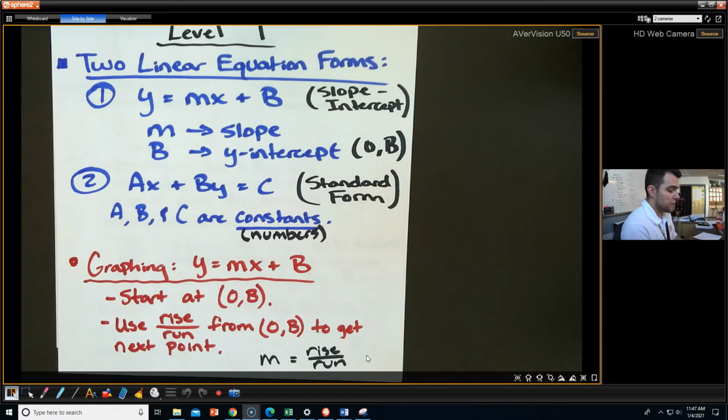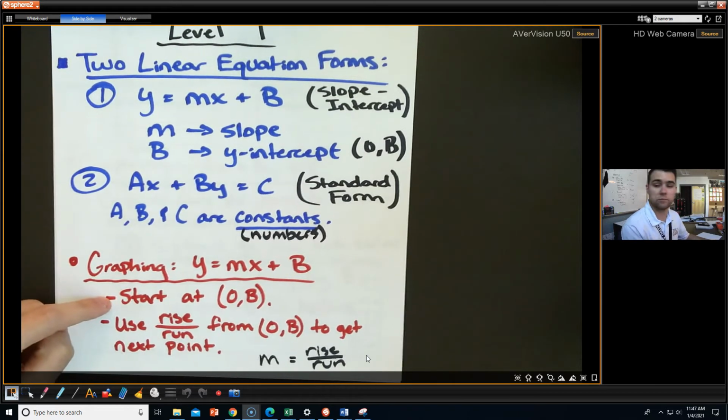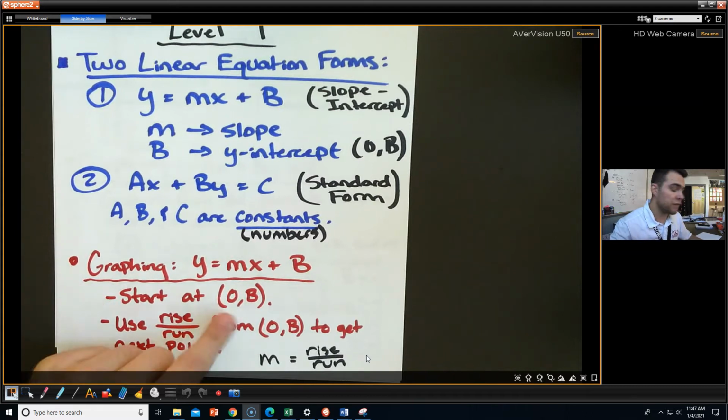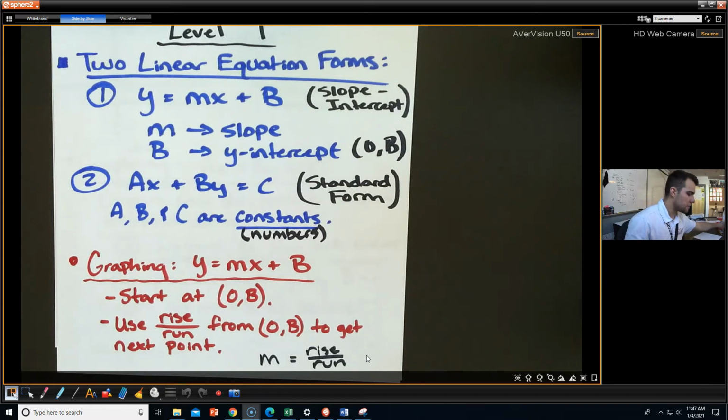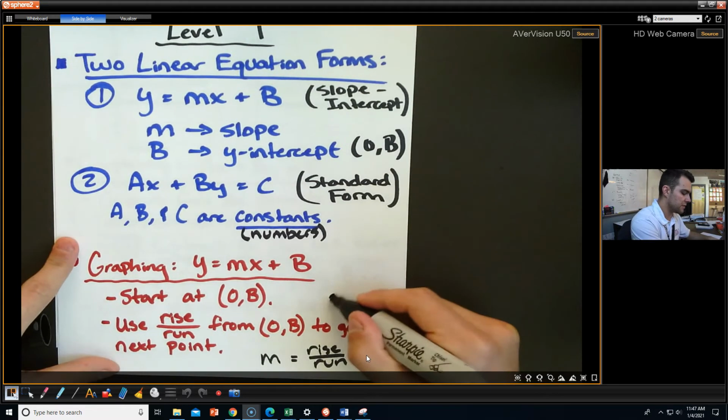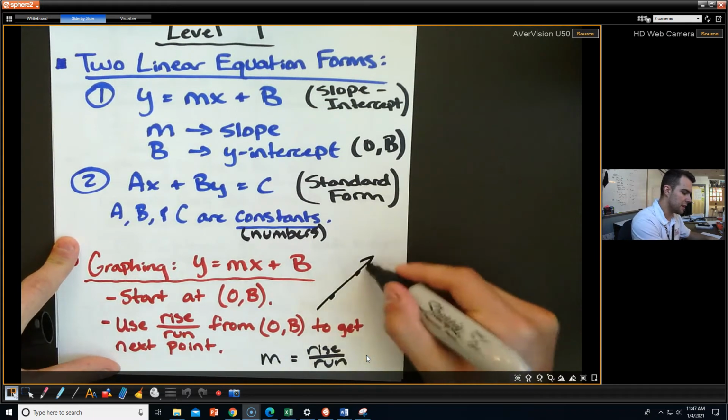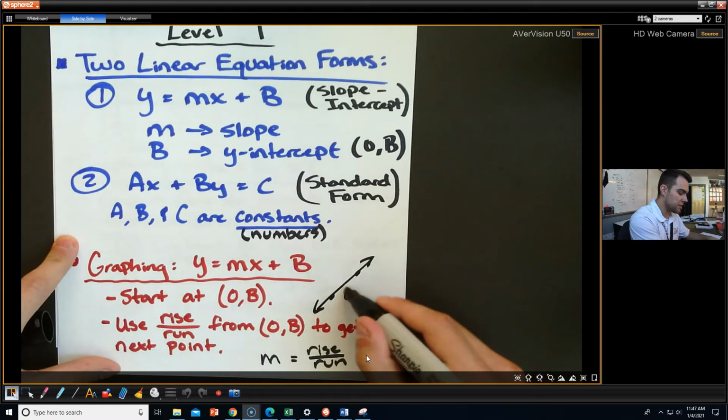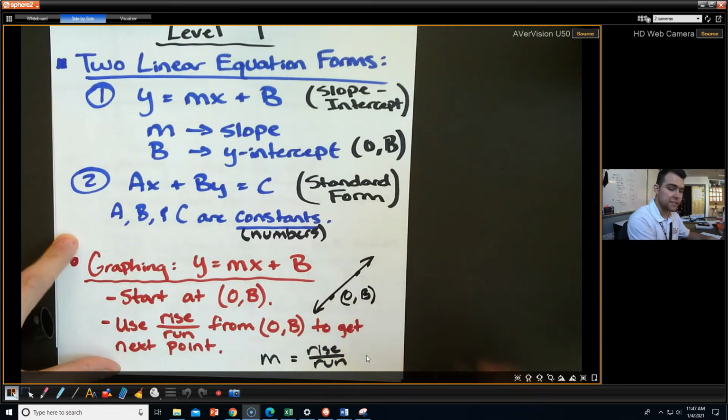So when you're presented with an equation of this form, there's two things to do. First thing is start at (0, b). Start at your y-intercept. That's your first point right off the bat. And to get a line, we only need two points on a graph. So if I got my first point, I just need my second one, and I can connect them. So if this is my (0, b), that's awesome.